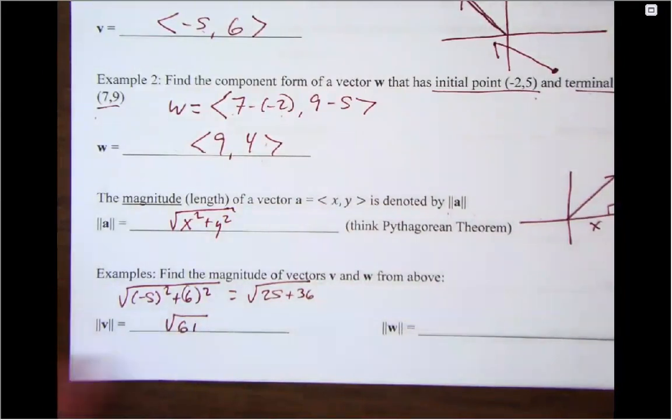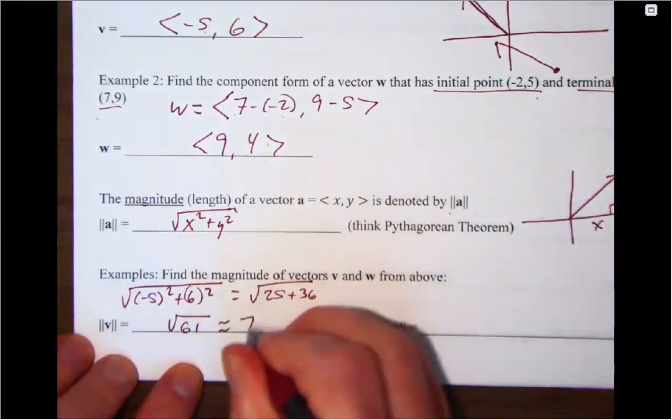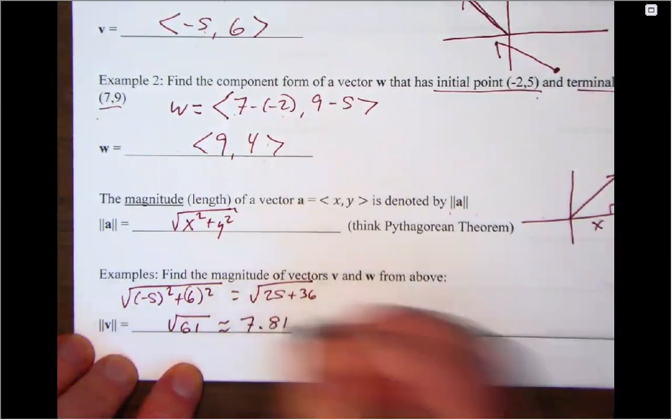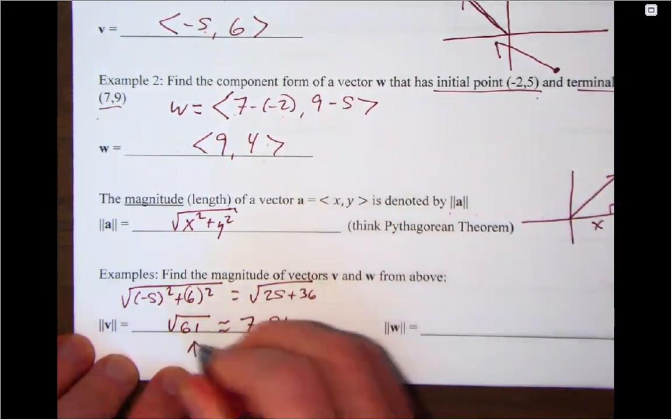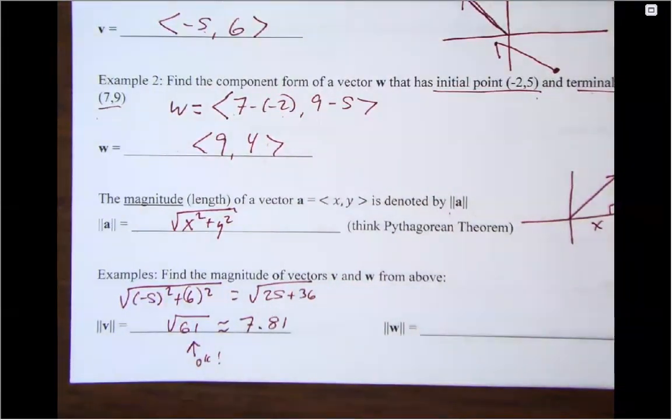You do not have to simplify the radical or give me a decimal. If you love decimal points and want to put it in Desmos, that's fine. It's about 7.81. But I am completely okay with just leaving it as a square root. This is actually better anyway. It's the exact answer instead of an approximate.